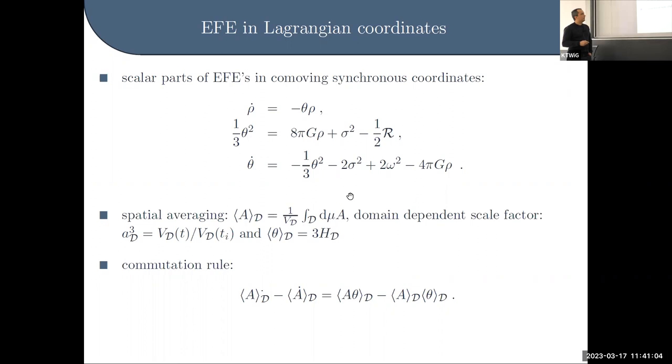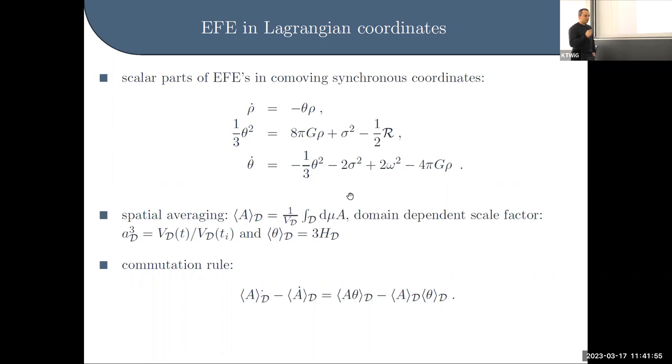The subscript D just denotes the fact that this is any domain, but any finite domain. In addition, we will define the domain-dependent scale factor and the domain-dependent Hubble parameter. The idea is that once we have an initial hypersurface which is slightly inhomogeneous, if we apply an averaging at this hypersurface and evolve it in time, this does not commute with evolving the small inhomogeneities and performing averaging later. And this non-commutation of spatial averaging and time propagation is basically included in this commutation formula.